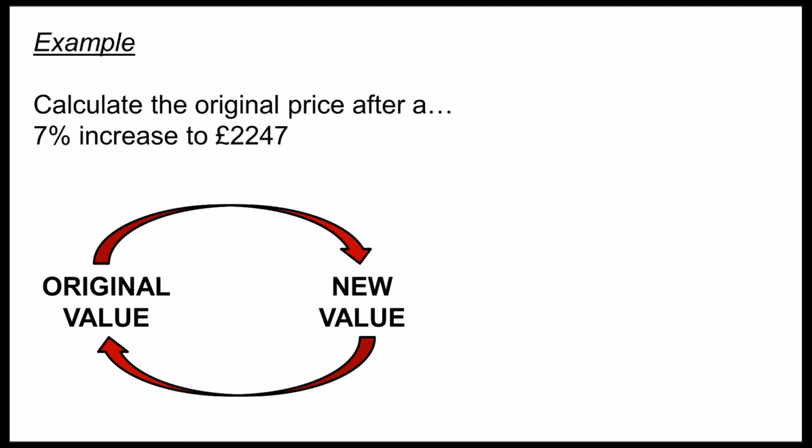So I know from my original value I increased by 7%. That's a multiplier of 1.07. So I can say I times by 1.07 to get my new value, which is £2,247. Now, if I wanted to reverse that process, I'd simply take 2,247 and divide by 1.07. So the calculation that I need to put into my calculator is 2,247 divided by 1.07, and that would reverse the calculation and give me the original value.